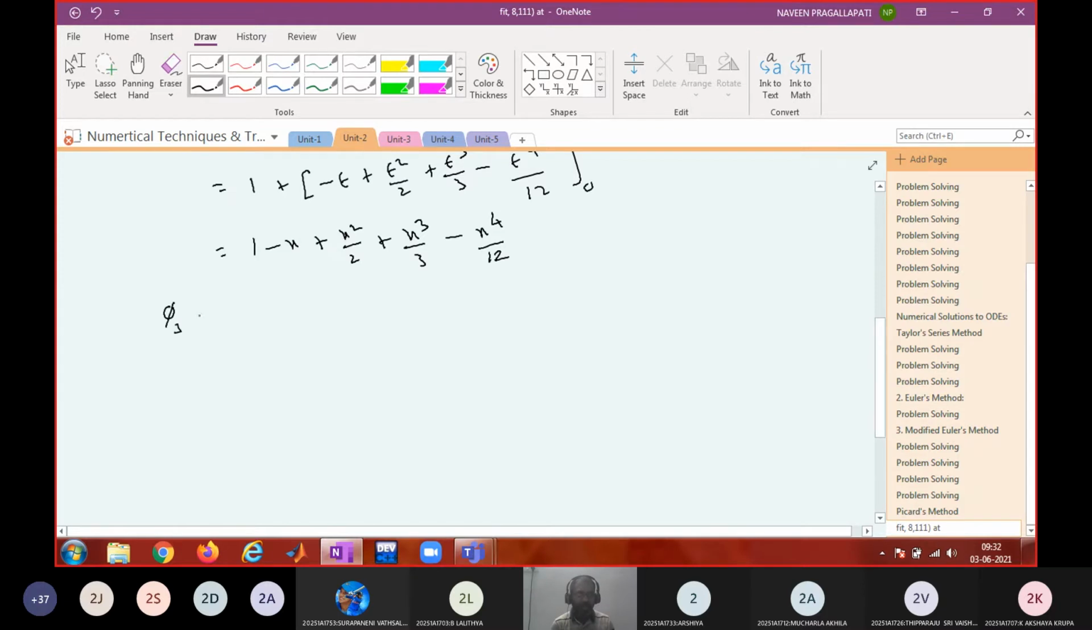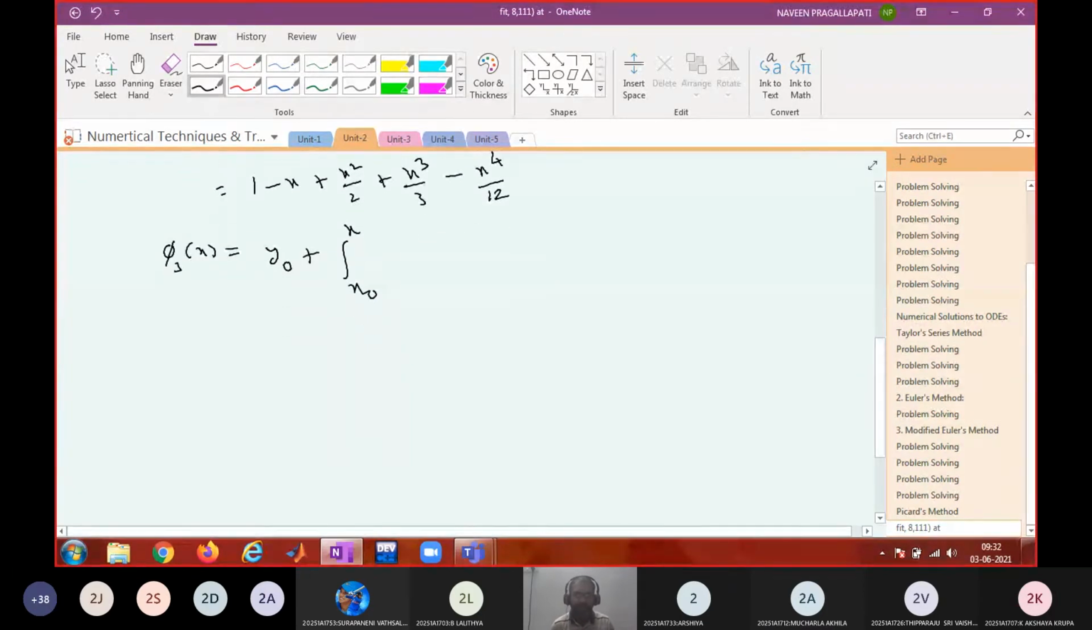So phi 3 of x equal to, you please do in your notebook parallelly, don't wait. So phi 3 of x is y naught plus integral x naught to x f of t comma phi 2 of t dt. So this is 1 plus integral 0 to x. a square minus b, that means t square minus phi 2 of t dt. Now what is phi 2 of t?